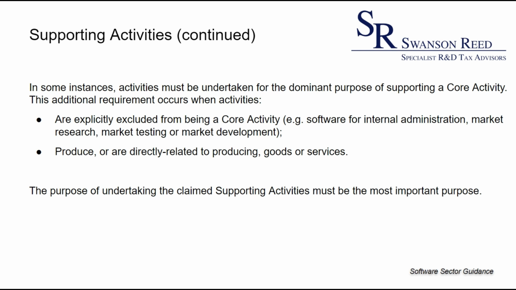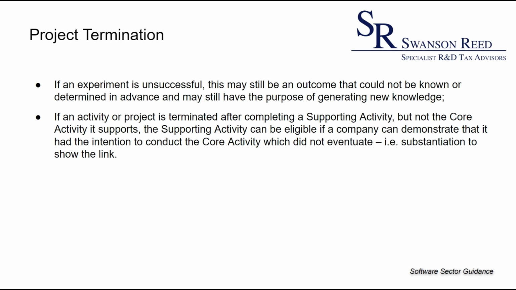If an experiment is unsuccessful, this may still be an outcome that could not be known or determined in advance and may still have the purpose of generating new knowledge. If an activity or project is terminated after completing a supporting activity, but not the core activity it supports, the supporting activity can be eligible if a company can demonstrate that it had the intention to conduct the core activity, which did not eventuate, i.e. substantiation to show the link.